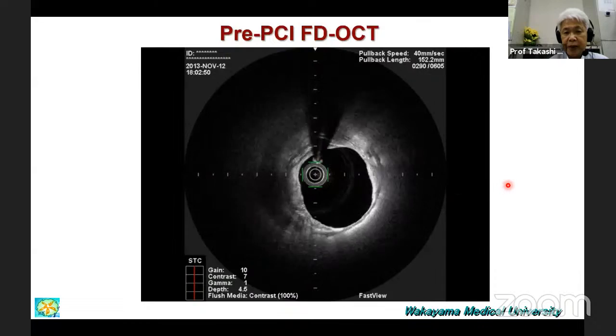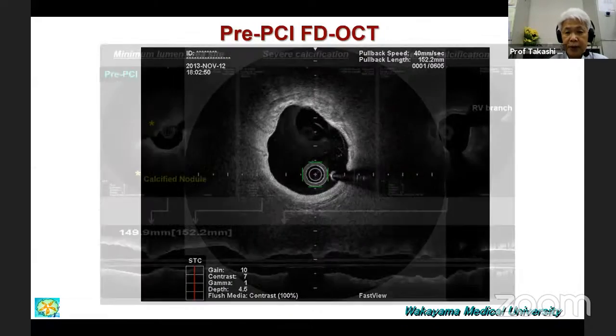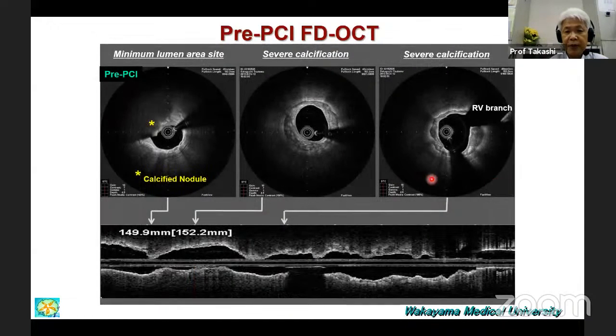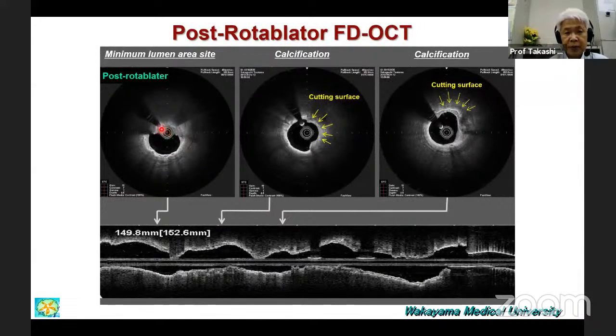Therefore, we did the Rotablator. This is a still frame. You can identify circular calcium with some calcified nodule. And this is after Rotablator. We succeeded in making an ablation of the calcified nodule and some calcium part, as shown in this slide.